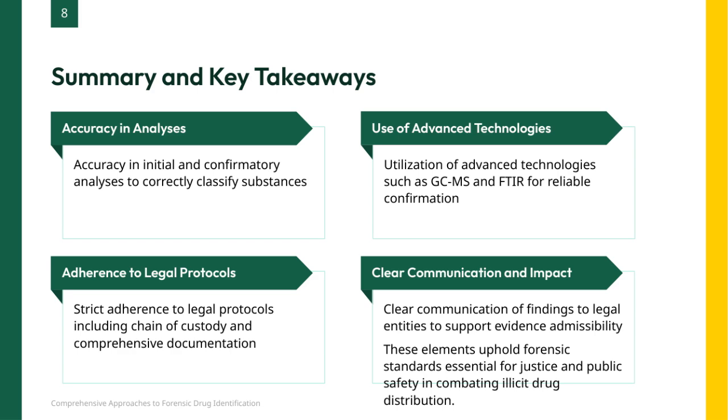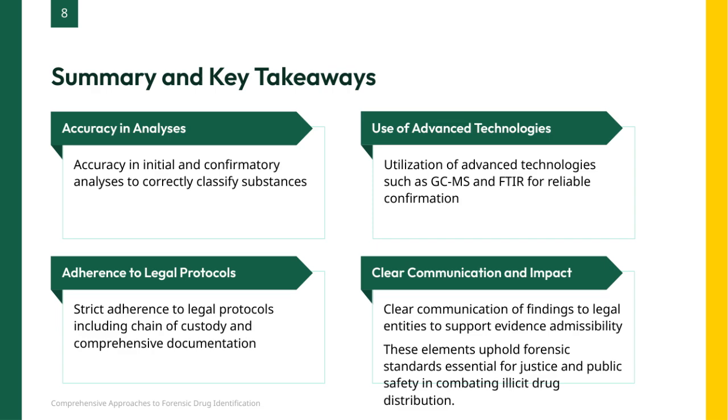Here, we summarize the key points that are critical in forensic substance analysis. First, accuracy is paramount. Both initial screenings and confirmatory tests must be precise to ensure substances are correctly identified. Next, the use of advanced technologies like gas chromatography mass spectrometry and Fourier transform infrared spectroscopy plays a vital role in providing reliable confirmation of results.